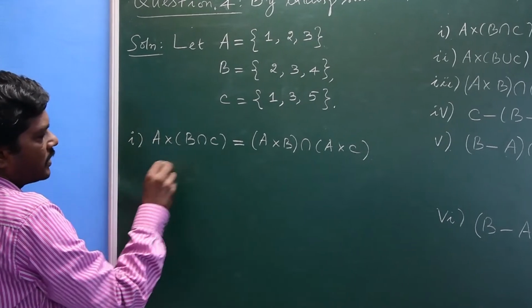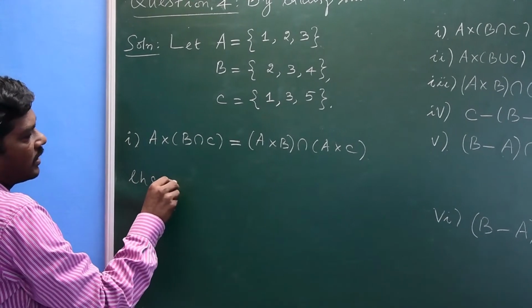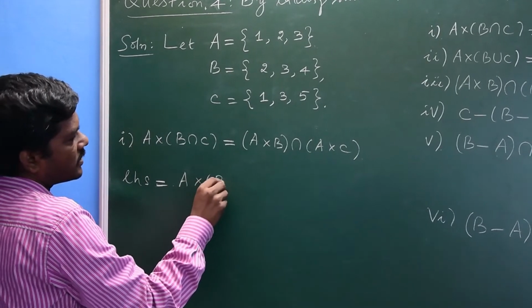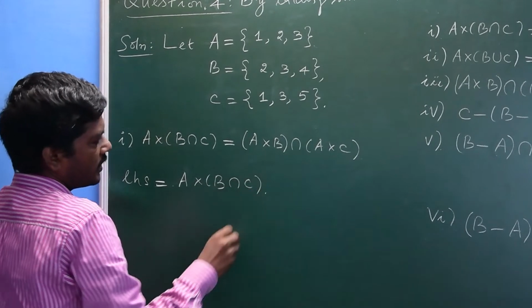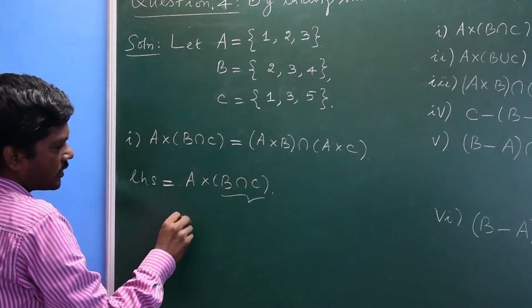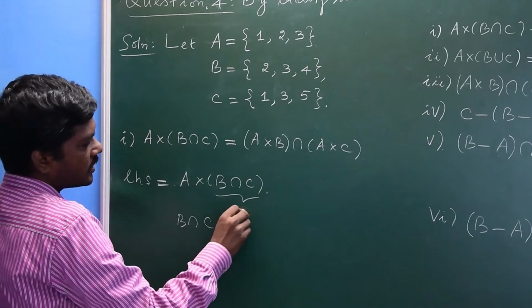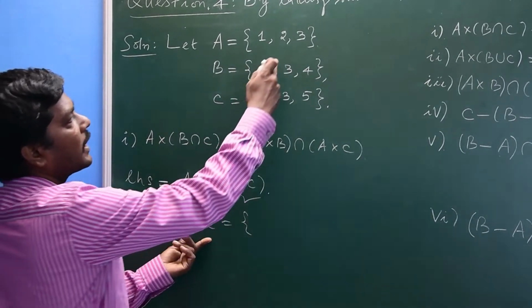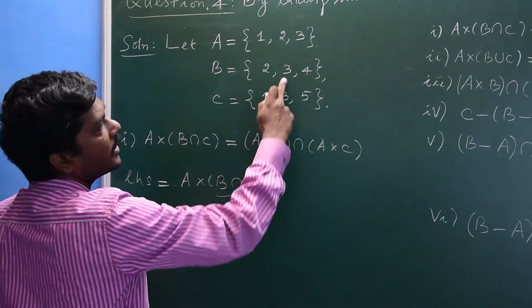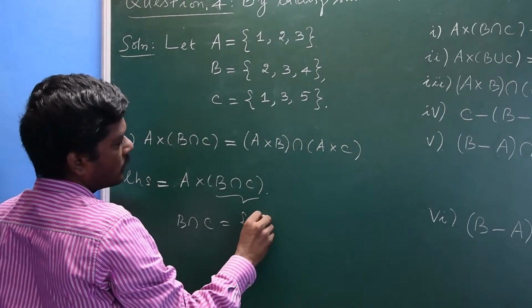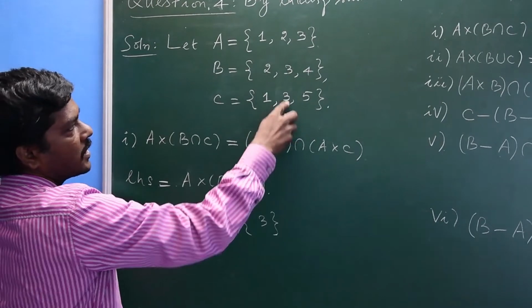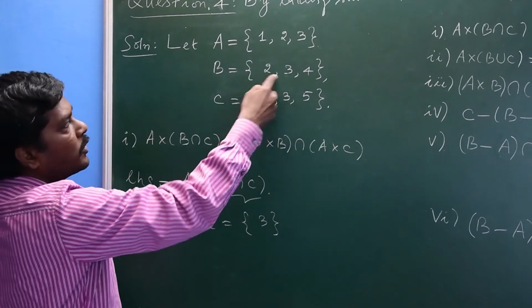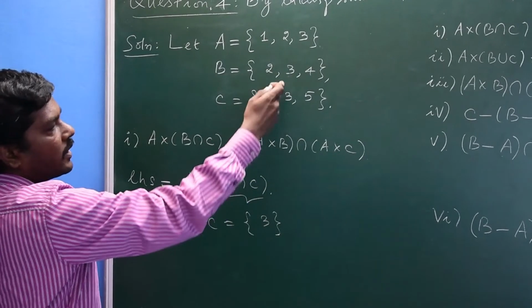So first let us take the LHS of result 1. The LHS is A × (B ∩ C). So first let us find B ∩ C. B ∩ C is nothing but the set of all elements which are common to both B and C. If you look at both B and C, you can see that 3 is the only element which is common to both B and C.